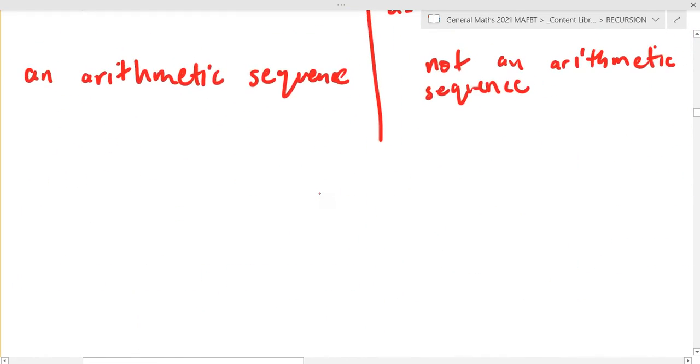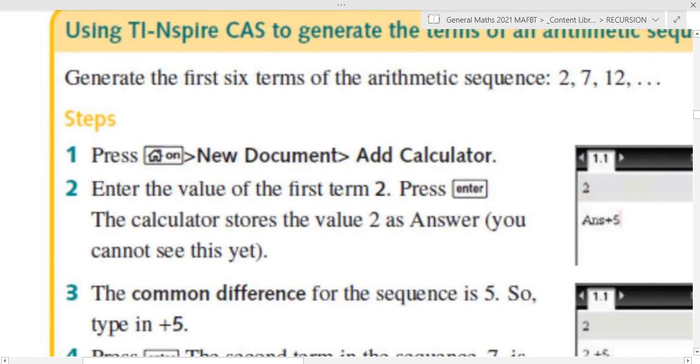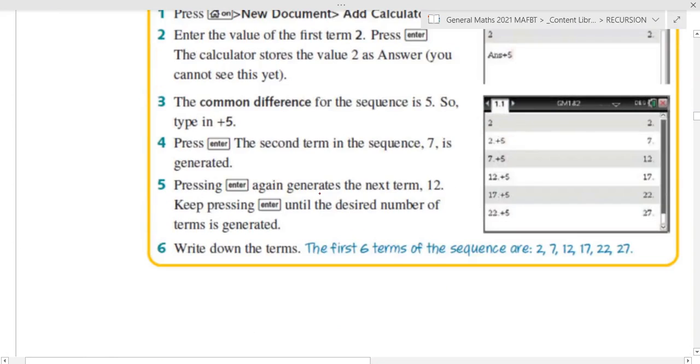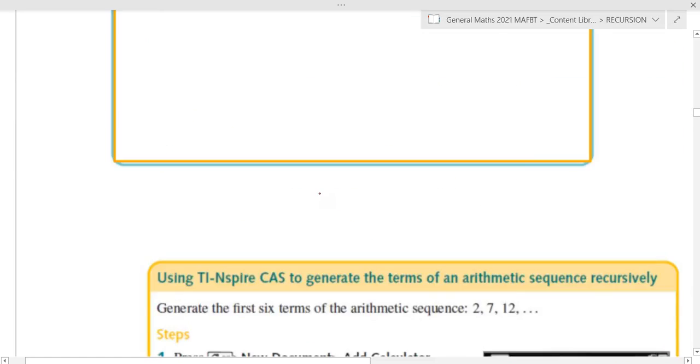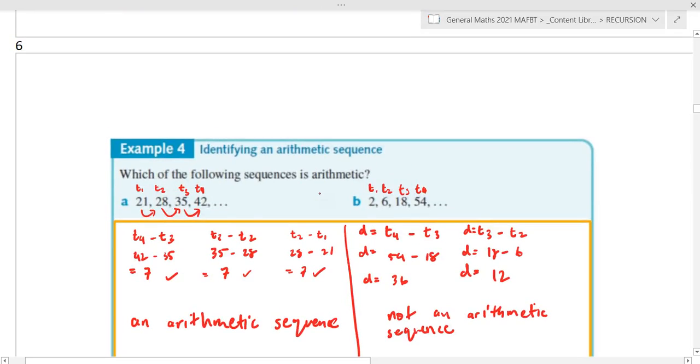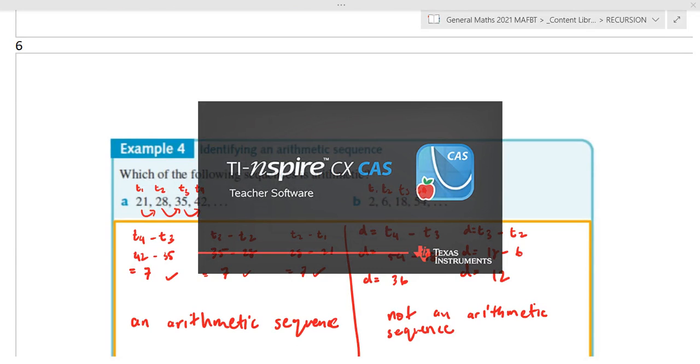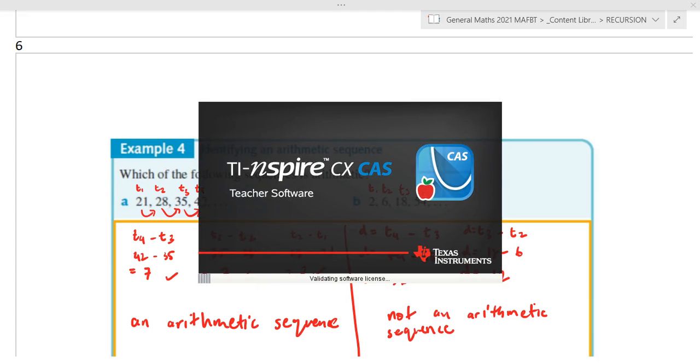Okay, I think you guys will be doing some CAS work. So let's get our CASs out, guys. Just on our CAS, we can actually generate arithmetic sequences. So once this loads, get your CAS calculators out, and we're going to open calculator.